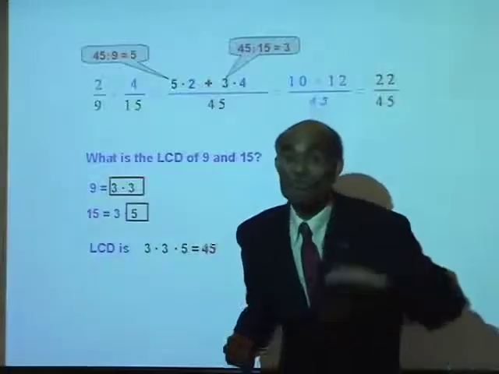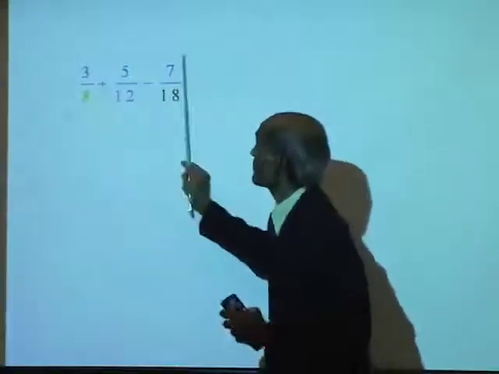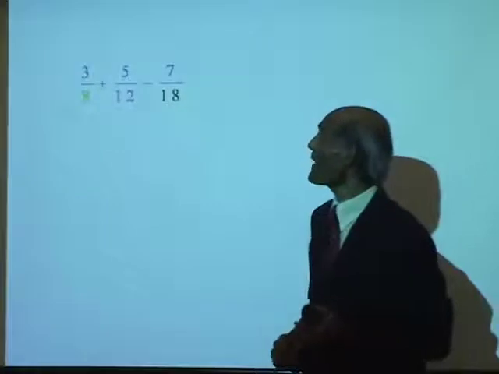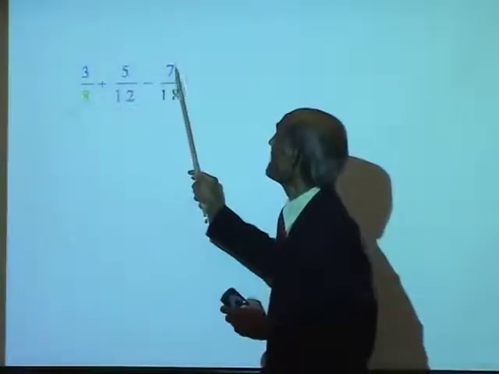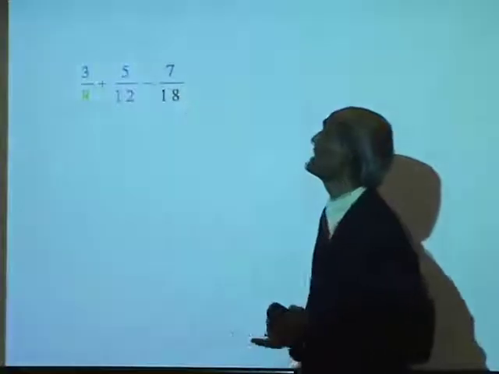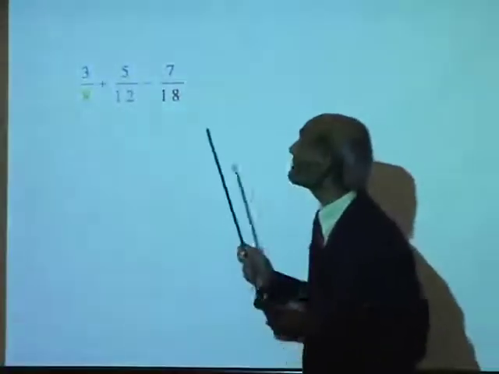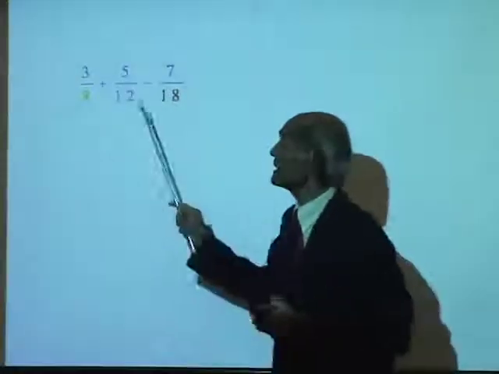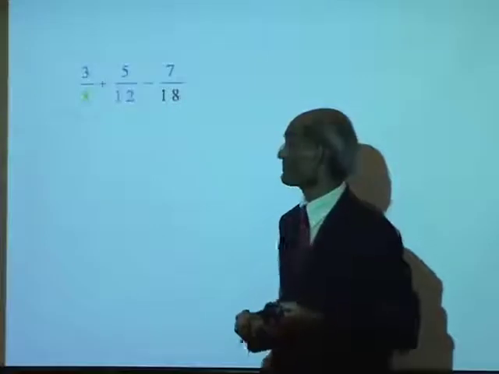Well, you need to practice this several times. Let's do another one. Now, this time we have 3 fractions. Watch this. 3 over 8 plus 5 over 12 minus 7 over 18. Okay, let's first find the LCD of 8, 12 and 18. Alright?